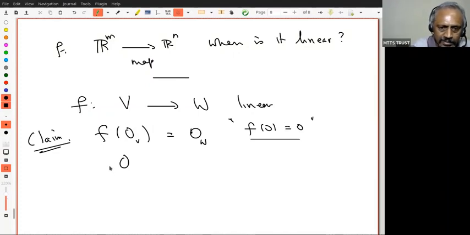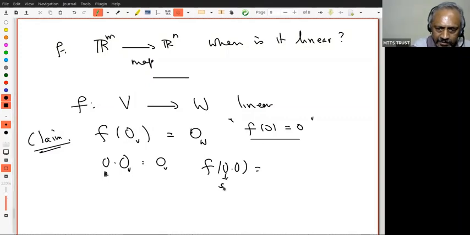Notice that 0, this is the 0 vector and this is the 0 scalar. This is the 0 vector. You understand? If you want, I will write it for your sake. Is that clear? This is a real number. Therefore, f of 0 times 0, this 0 is a scalar, this is a vector, is equal to 0 scalar times f of 0, and f of 0 is a vector in W. Right? Okay. This is because f is linear.